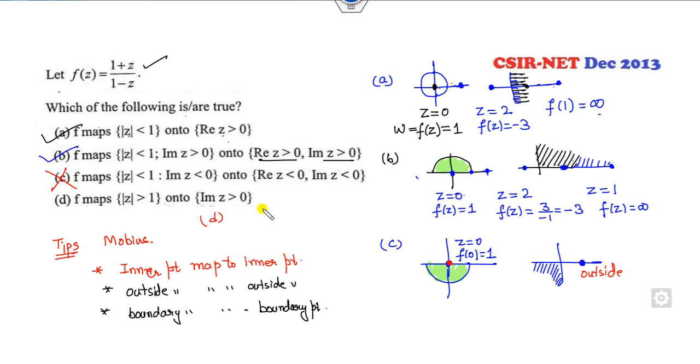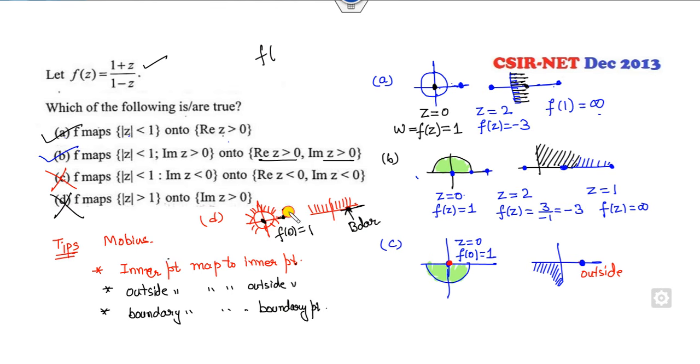Look at the last option. It's the outside of the circle. Fine. This is the outside circle, Z greater than 1, and it maps on the imaginary part of Z positive. That is my region here. So if I take any other point, let's say I can take the inner point firstly. F of 0 will be 1. 1 is my boundary point, but an inside point must map to an inside point. So this property is not satisfied. This option is cancelled.